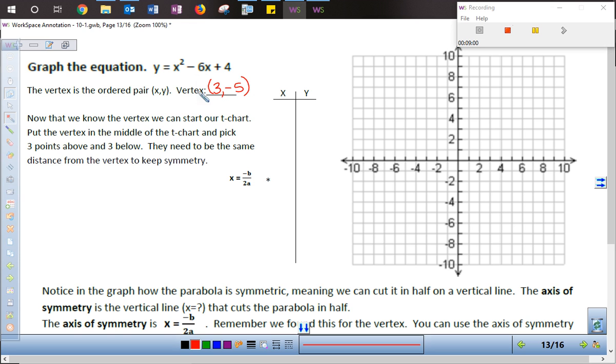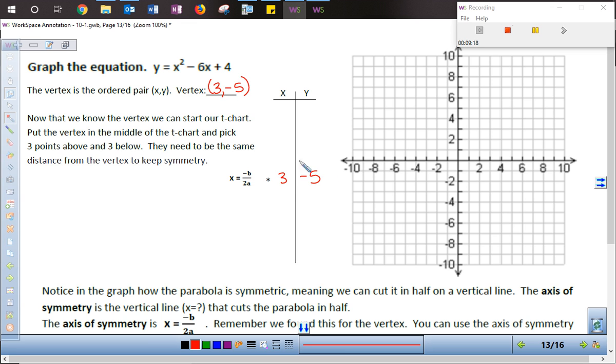Now, since we know the vertex, since everything is centered around the vertex, that's going to be the number that we put in the middle of our t-chart, which you guys can see right here. So I'm going to put the 3 here and the negative 5 here. Now something that's important to note: when you're dealing with quadratics, you can't just find the y-intercept, find the slope, and then count. You actually have to create a t-chart of values. There's not a better way to do it.